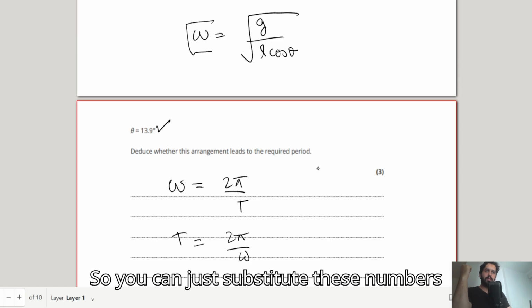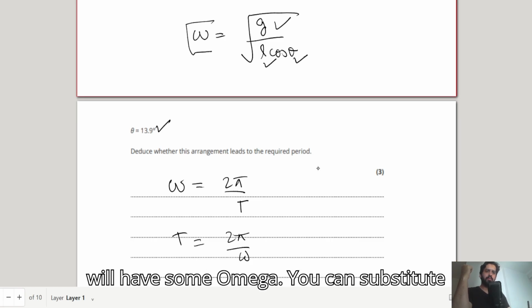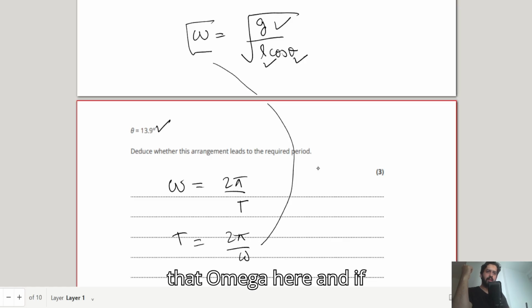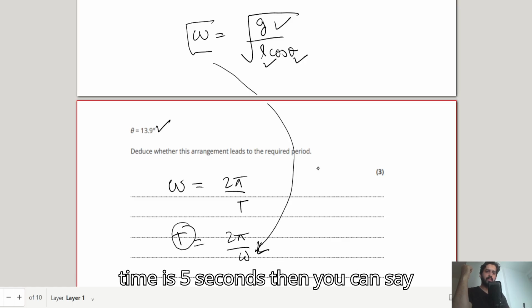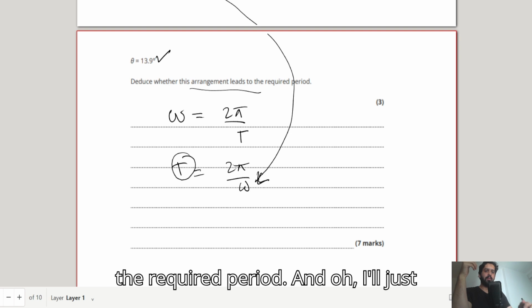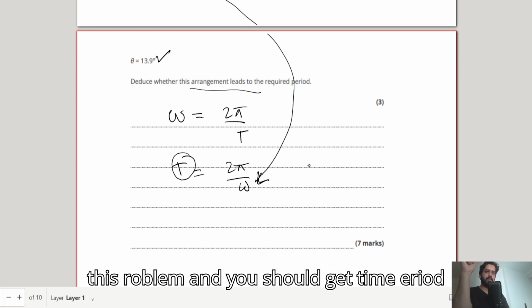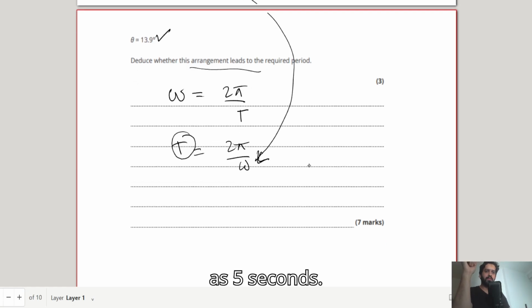So you can just substitute these numbers here for g, L, and theta. You will have some omega. You can substitute that omega here. And if time is 5 seconds, then you can say that, yes, this arrangement will lead to the required period. And I'll just tell you that it will. You should get time period of 5 seconds. You can try this problem and you should get time period as 5 seconds.